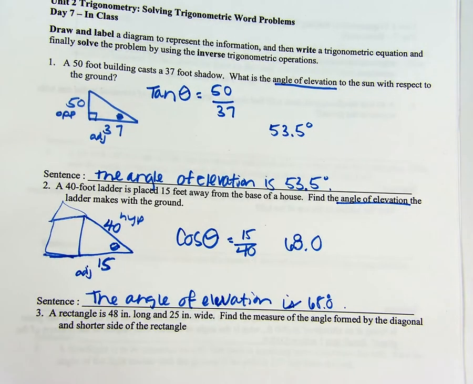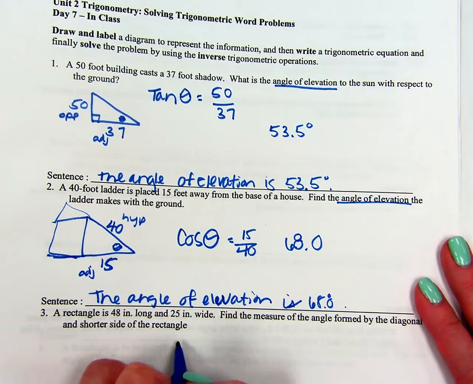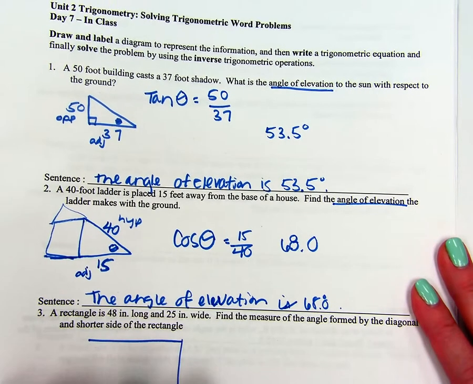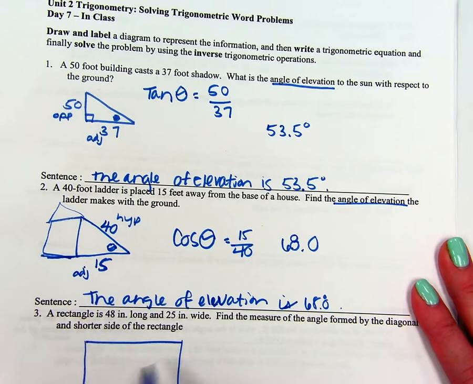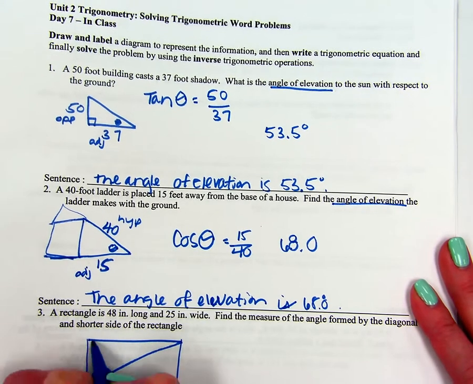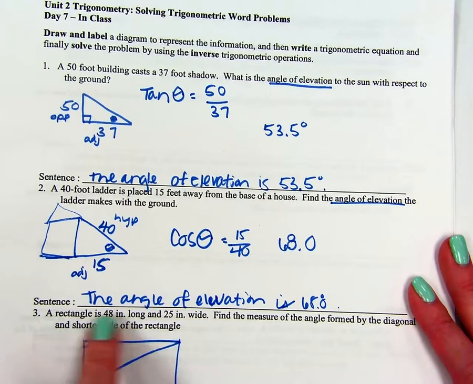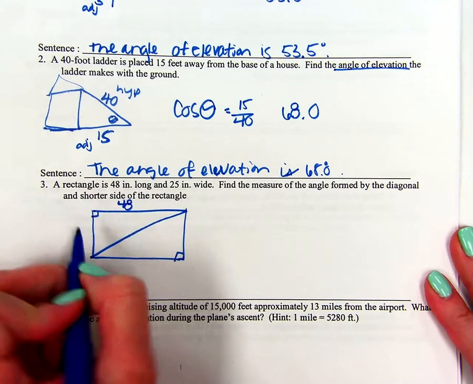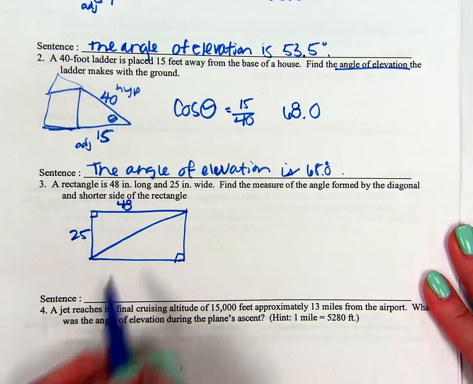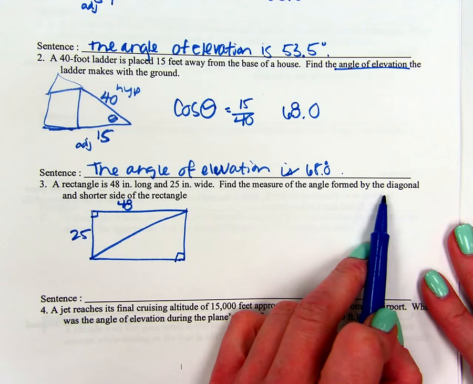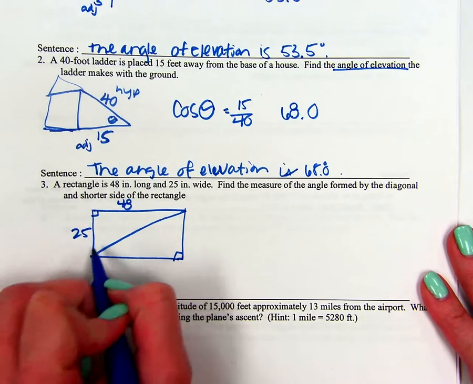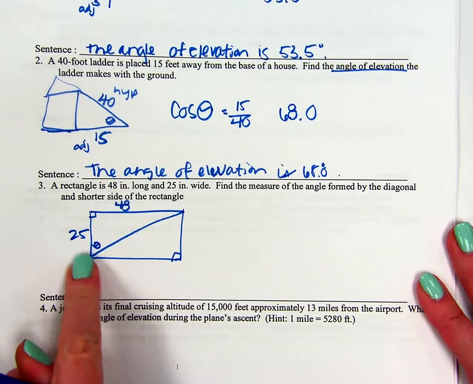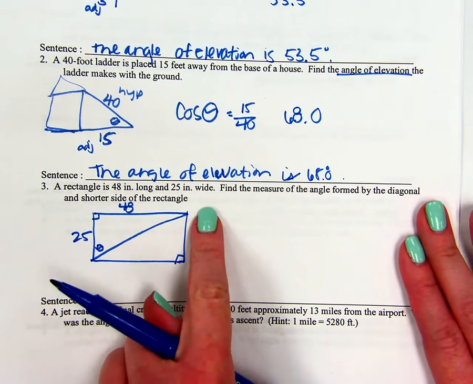Number 3: a rectangle is 48 inches long and 25 inches wide. Find the measure of the angle formed by the diagonal and the shorter side of the rectangle. So again, remember, our diagram for this is a rectangle. We're going to draw a diagonal right through our rectangle, and that's going to give us our 90-degree angles there. So that's going to be our angle right here. 25 is our shorter side, so we're just looking at this top triangle here.